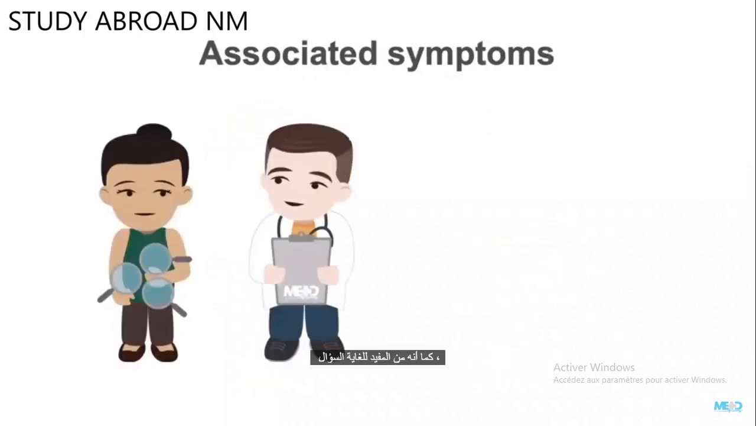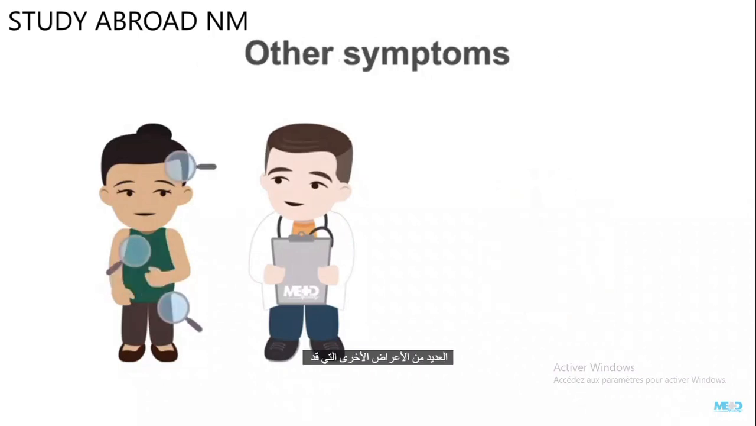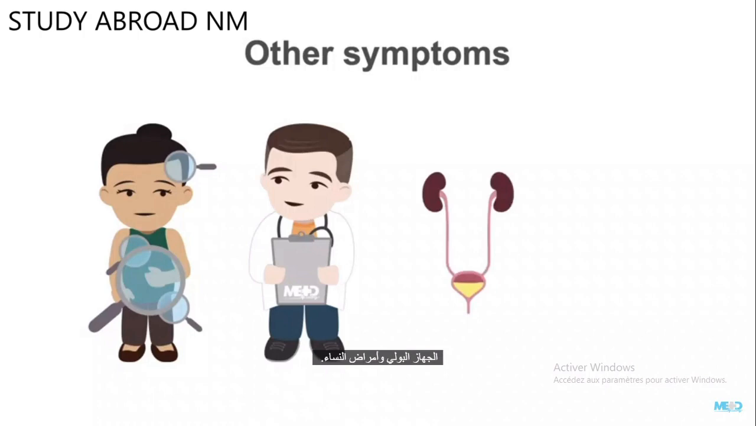It is also extremely helpful to ask about associated symptoms and when they occur. Do they occur before, after, or during the pain? There are several other symptoms the patient may complain of when they experience abdominal pain. Oftentimes, these can coexist with the chief complaint of abdominal pain. These other symptoms can be within the urological and gynecological systems. These will not be extensively covered in this lesson.